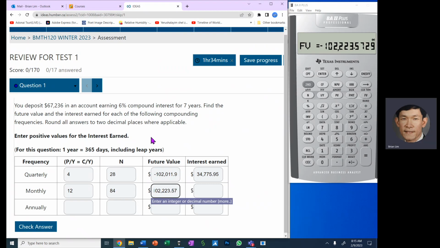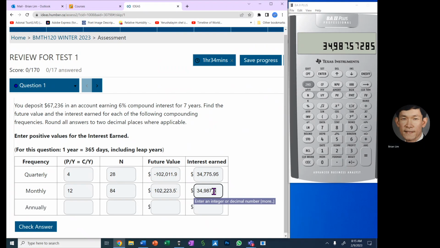Okay, so what is the interest? So we can make this future value positive. We click plus minus, and then we subtract the present value. So we can recall the present value if we wish, and we subtract, and then we get the answer of 34,987.58.